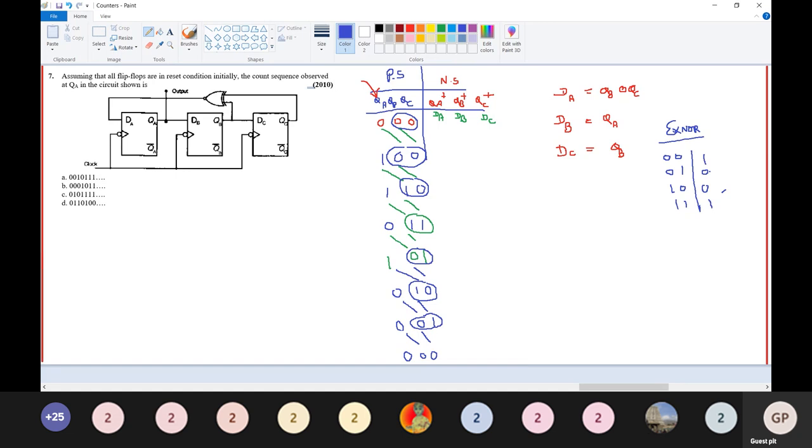Now we are concentrating only on QA. So we will take only the states of QA alone, which reads 0 1 1 0 1 0 0 0, and so on. Which matches with option D.